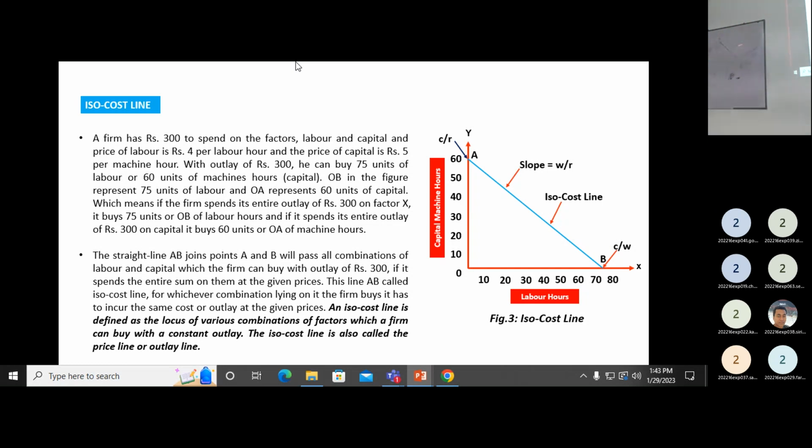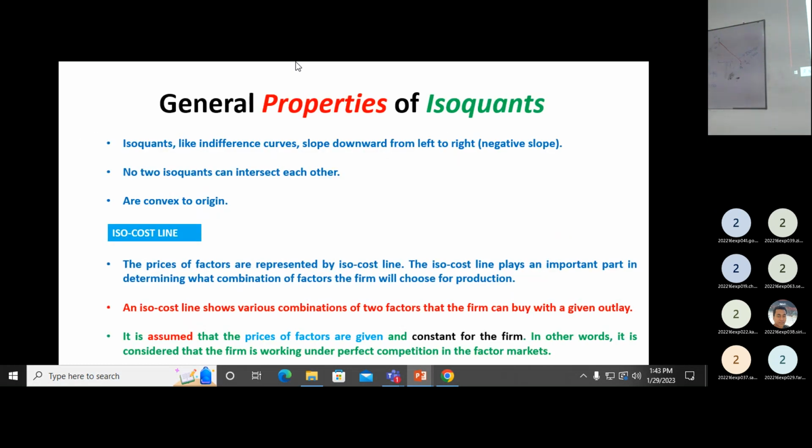Now here, the same thing you could see. The prices of the factors are represented by this iso cost line. Out of 300 rupees, these are the factor combinations that you could bring into the company and do the production. The iso cost line plays an important part in determining what combination of factors the firm will choose for production. Either you go for machines, or for labor hours, or a combination of both.